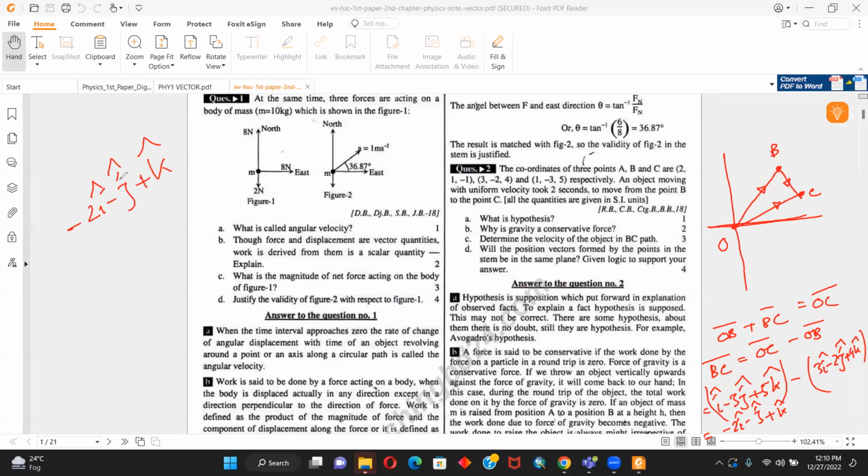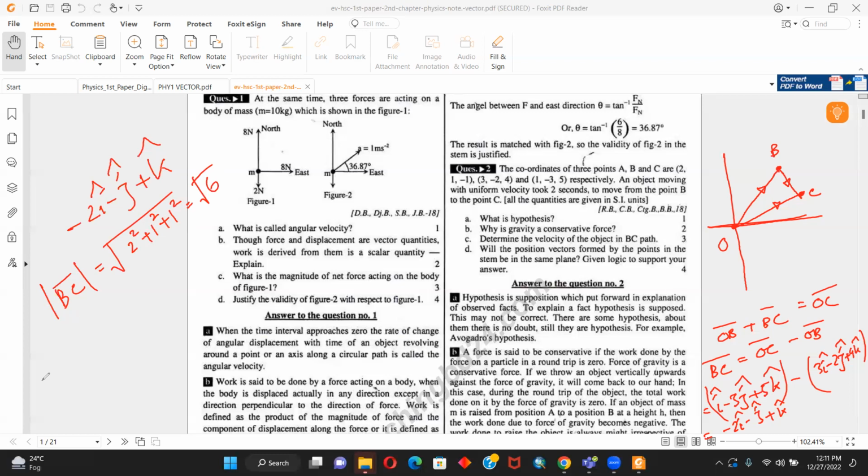So now what will be the magnitude of this displacement? How can we represent it? Okay. So modulus of BC vector equals the square root of 2 squared plus 1 squared plus 1 squared. This equals the square root of 6. Okay, all right.